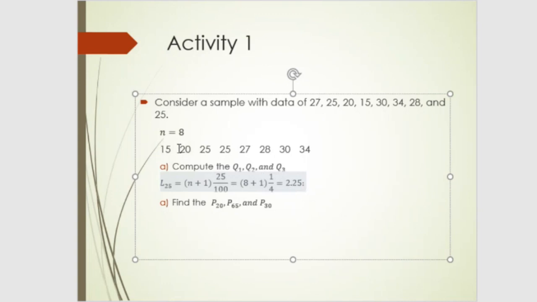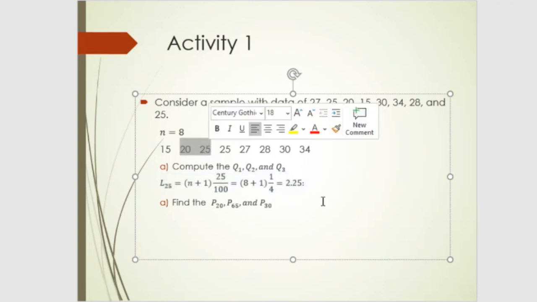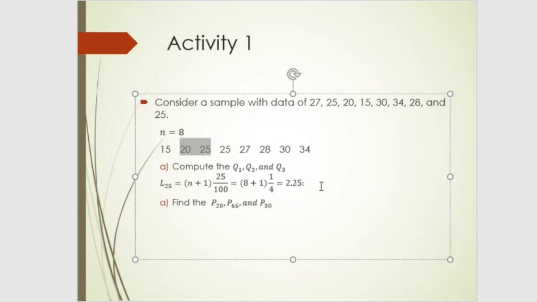So it is telling us that the location of the first quarter is somewhere between the 2nd and 3rd values, a number between 20 and 25. Now how do we get Q1? Q1 is going to be 20 plus. With this 2.25, there is 0.25 that needs to be shared between position 2 and position 3.